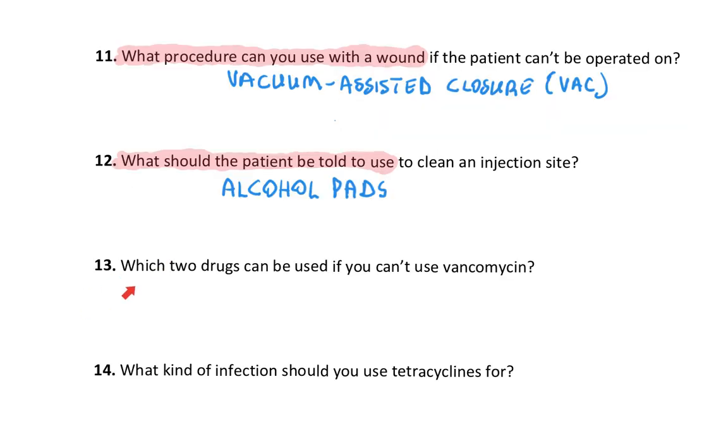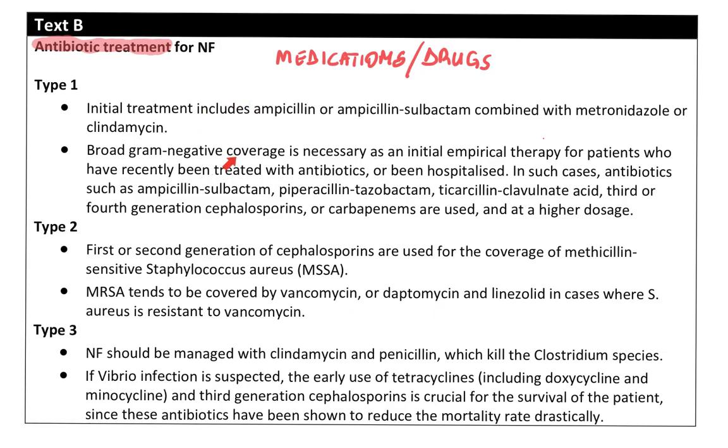Question 13. Which two drugs can be used if you can't use vancomycin? So we are looking for two drugs. Because of that, we go to the text that contains medications or drugs. And that's text B. Then we use vancomycin as a keyword for the answer. So we are looking for vancomycin in this chart. We can scan quickly. This is vancomycin. Now we can start.